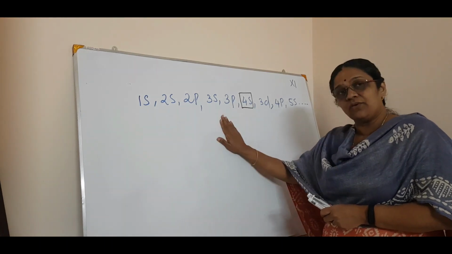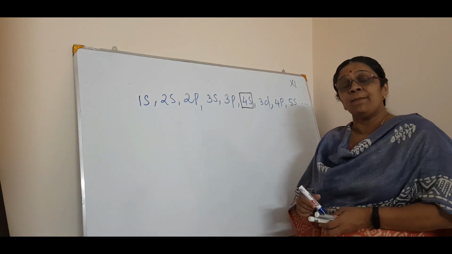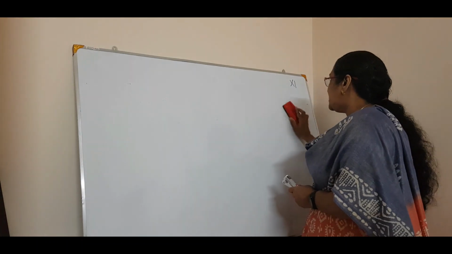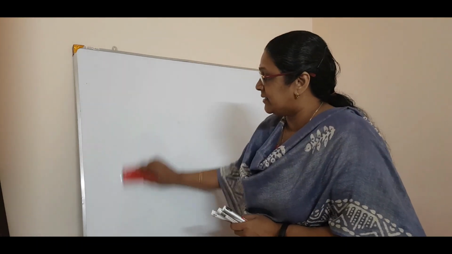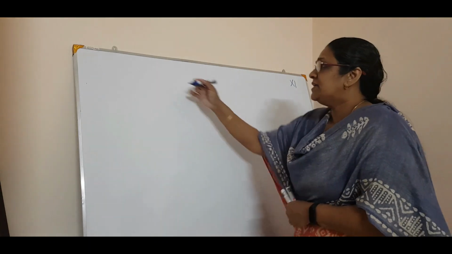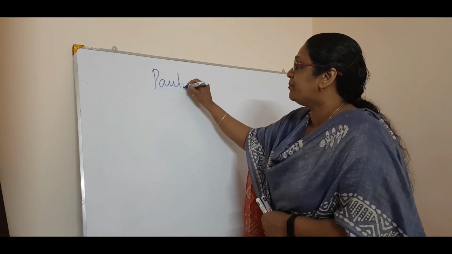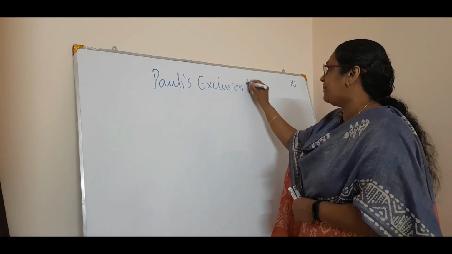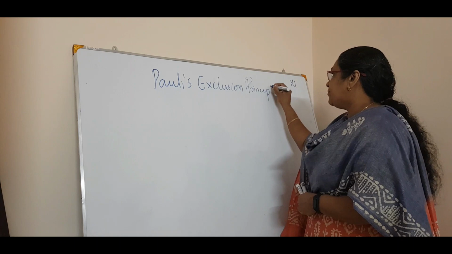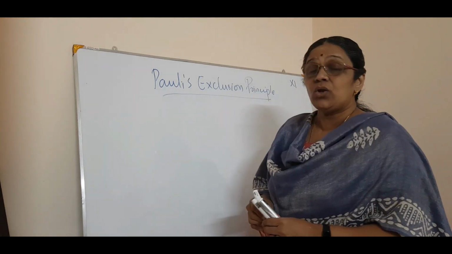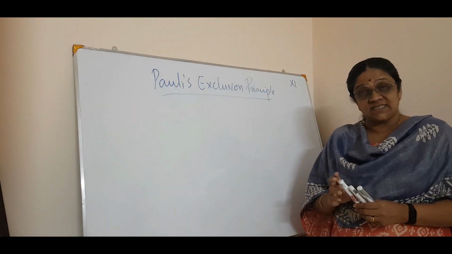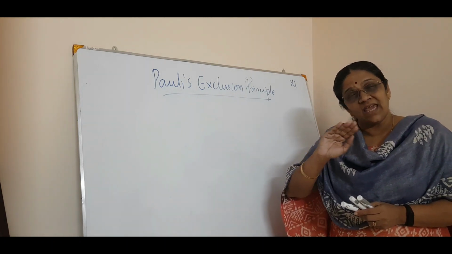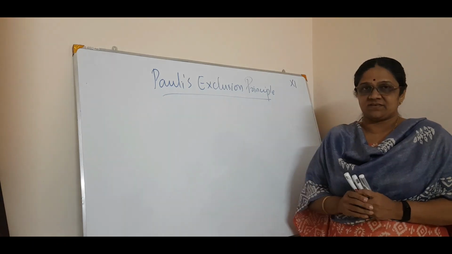Okay. Now the second rule for filling up of the atomic orbitals is Pauli's exclusion principle. So this you know. Just today itself, draw this diagram and make the series of the increasing order. Second is Pauli's exclusion principle. Now we will see what is Pauli's exclusion principle. It states that, listen very carefully, no two electrons can have the same four quantum numbers.